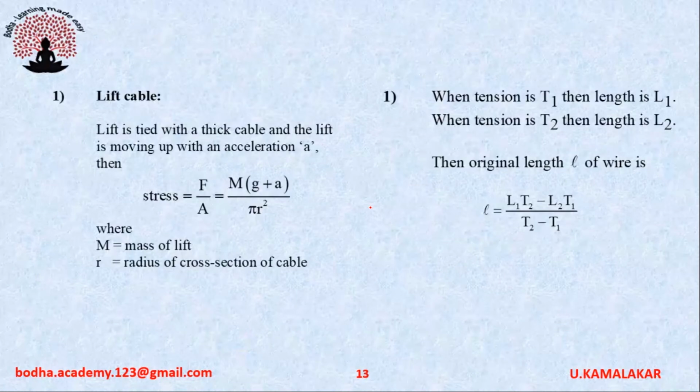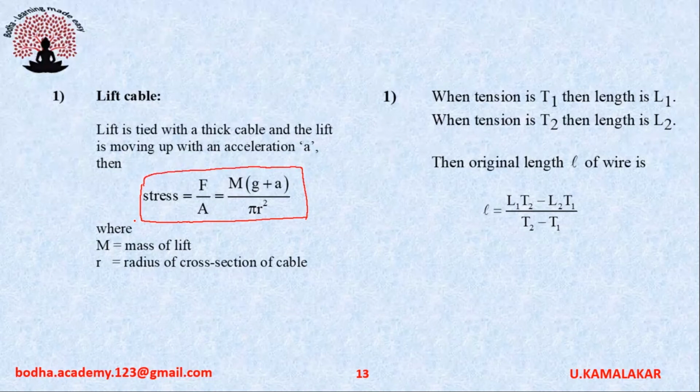Next concept. A lift is tied with a thick cable and lift is moving up with an acceleration a. Then stress developed in the lift cable is given as m into (g plus a) by πr², where m is mass of lift, r is radius of cross section of cable.